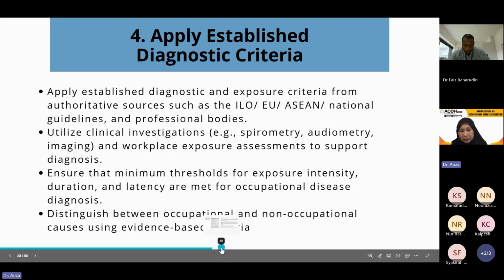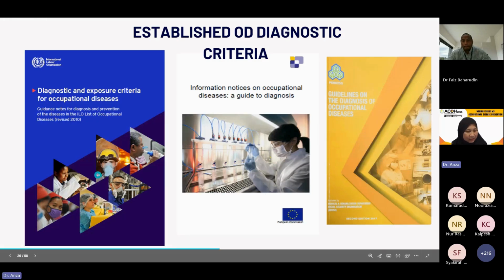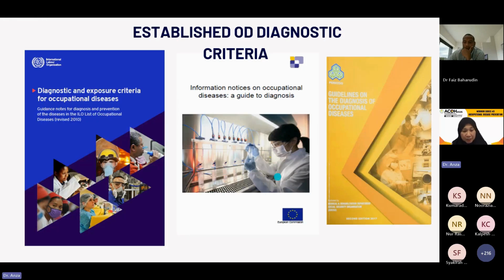What we need to understand is, after we reach a clinical diagnosis, we apply the established diagnostic criteria to confirm whether it is indeed an occupational disease or not. It is evidence-based criteria, so it's not your gut feeling. It has to be evidence-based. So this is an example. This is from ILO, this is from EU, and this is from our Malaysian guidelines for diagnosis of occupational disease.